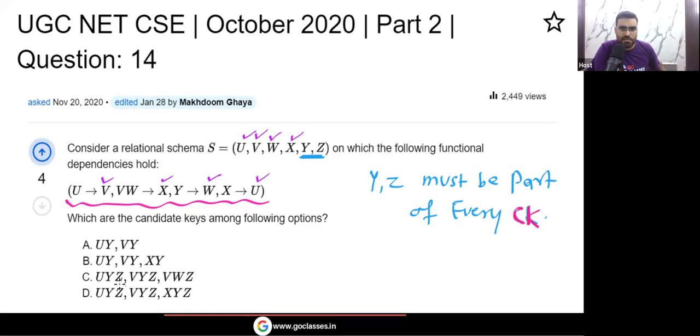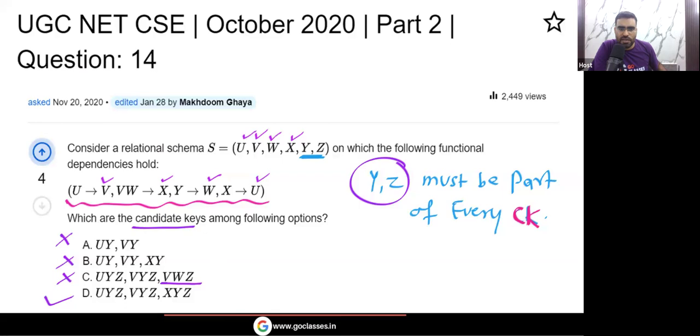So what is the answer? You can eliminate the options. Remember, YZ must be part of every candidate key. The question is asking for candidate keys. So option A is gone, option B is gone. Because YZ must be part of every candidate key, option C is gone too. Yes or no? Automatically, only one option will remain, that is option D. Okay, is this clear?